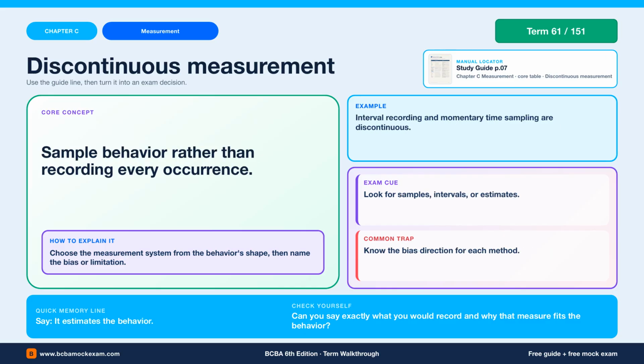Discontinuous measurement. Discontinuous measurement samples behavior. Whole interval, partial interval, and momentary time sampling are common examples. The exam cue is interval recording or sampling. The trap is forgetting that discontinuous systems can distort estimates. Know the direction of the bias. Memory line: Discontinuous samples, so check the bias.